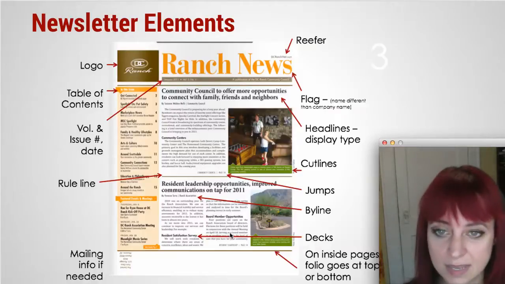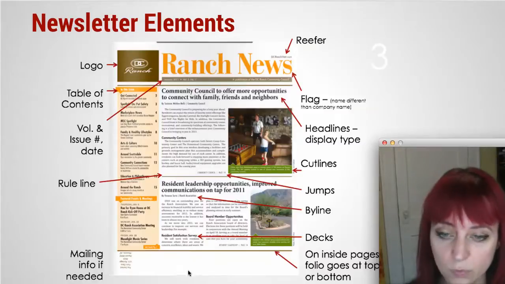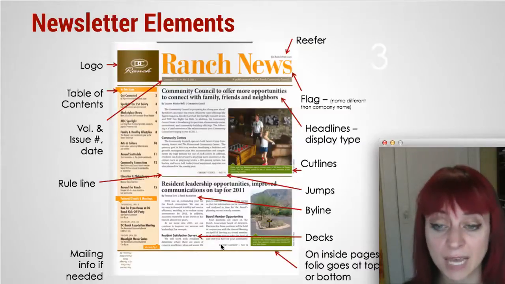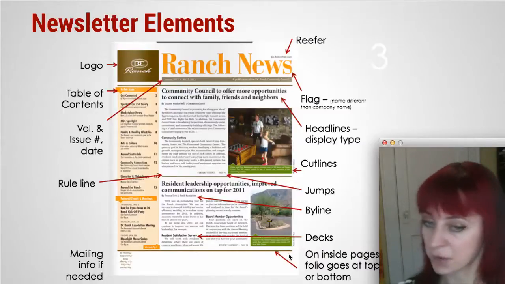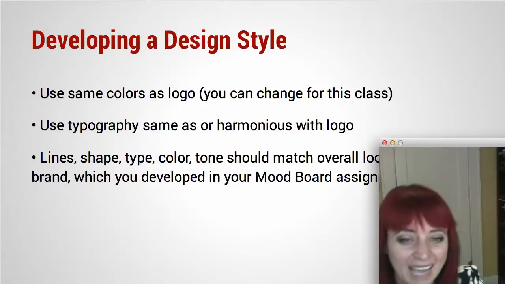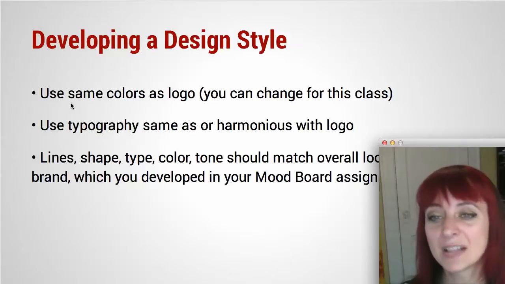Down here at the bottom, they could make this a footer, but they've had to get rid of it in order to put the mailing info. So where they have this brown line, this could easily become a footer just by putting the page number underneath it. Okay, so as you design, you're going to have to develop a design style.